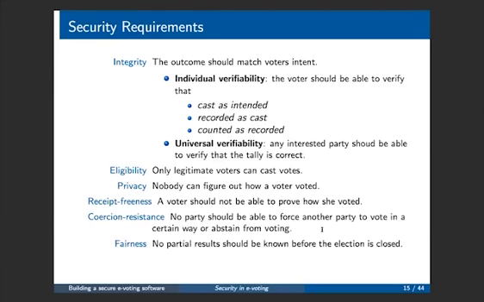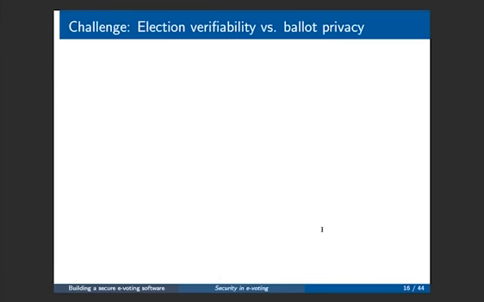Fairness, so we don't want partial results to be revealed before the election is finally over. And of course, there are many other requirements, maybe not so much related to security. But there are a few issues. Some of the issues are, for instance, the compromise between election verifiability, that is integrity, and ballot privacy.